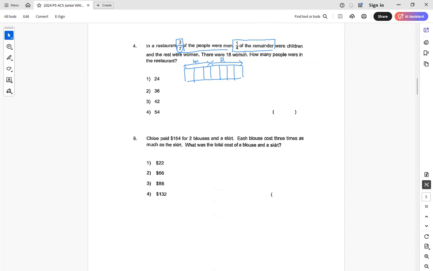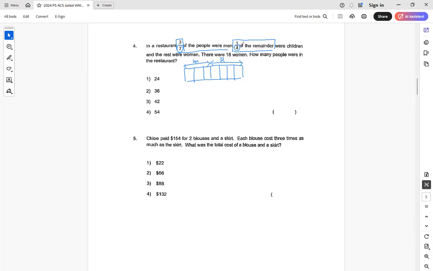Now, let's continue reading the question. It tells us that 1/4 of the remaining were children and the rest were women. So if we look at the remainder here, there are 4 units. Just nice, it corresponds to the denominator here of the fraction of the remainder. Okay, for certain questions, if it doesn't correspond, you will have to draw a drop-down model. But for this question, just nice, it says 4 here. We also have 4 units. So for this, I'm not going to draw the drop-down model.